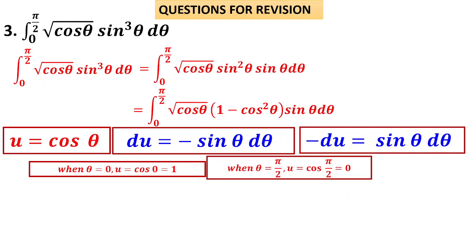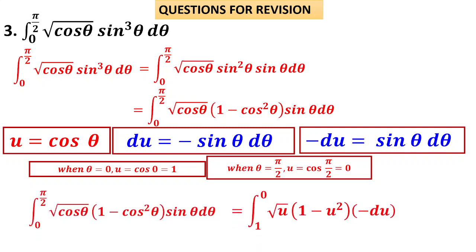When theta is equal to 0, u is equal to cos 0, therefore 1. When theta is pi by 2, upper limit, u is equal to cos of pi by 2, which is equal to 0. Highly interesting. Here all of you may think, sir, why is the lower limit greater than the upper limit? Don't worry about it. There is a minus sign coming because of that. Anyway, root cos theta is root u. 1 minus cos square theta is 1 minus u square. Sin theta d theta is minus du.